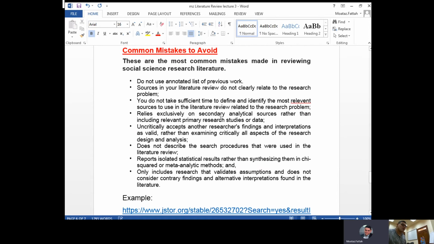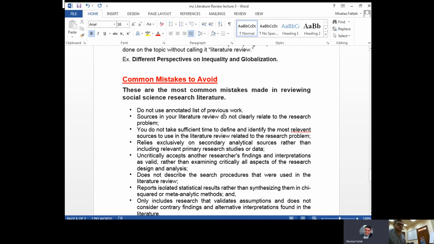Okay, common mistakes to avoid. That's very important. Please, please be careful. Do not use an annotated list of previous work. This is the worst ever. What is it? You give me something like, I found 15 articles discussing 1, 2, 3, 4. Article number 3, article number 4. No, you are giving me a laundry list.